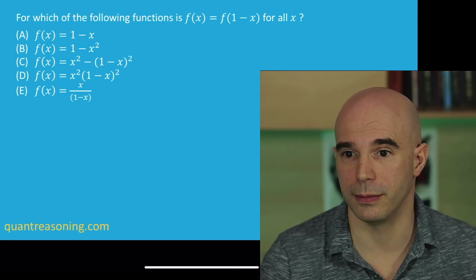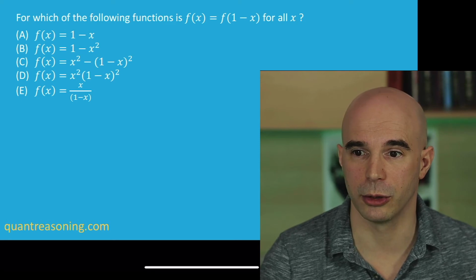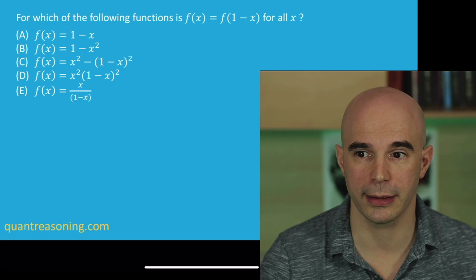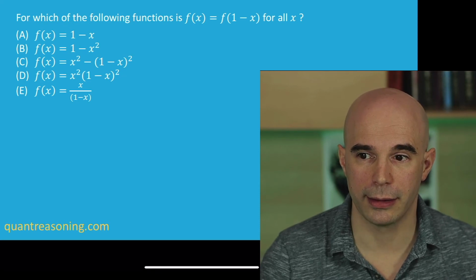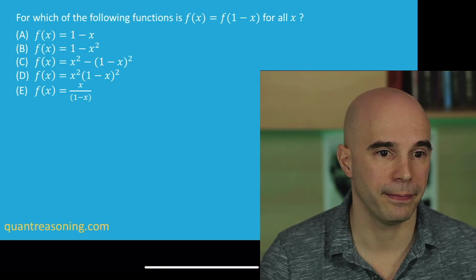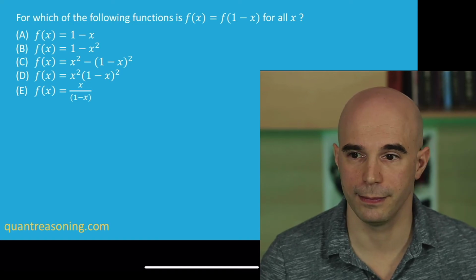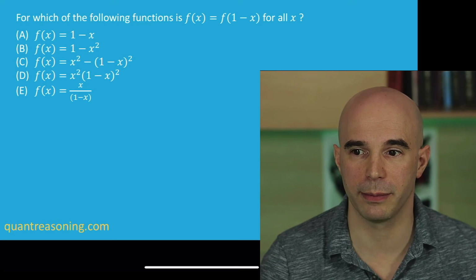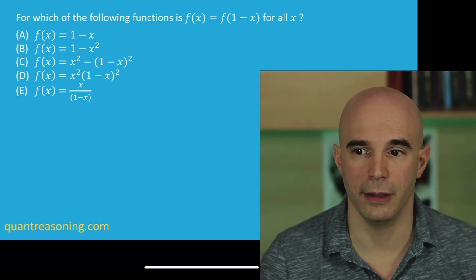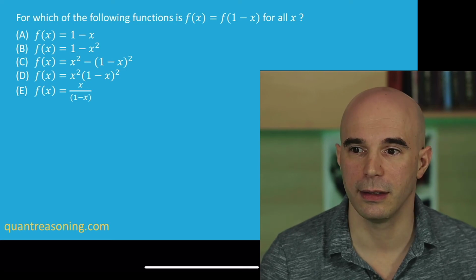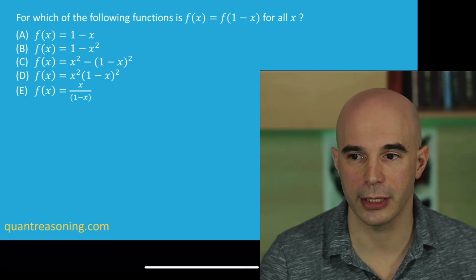So just to explain that further, if we go and look at answer choice A, what does that function do? It takes the input, x, and it subtracts it from 1, and then it spits out the result. So if x was 5, it would spit out -4. If x was a quarter, it would spit out 3/4. Whatever x is, you subtract it from 1, spit it out.